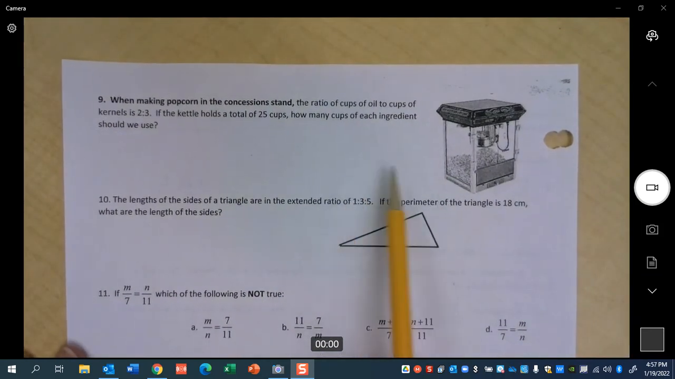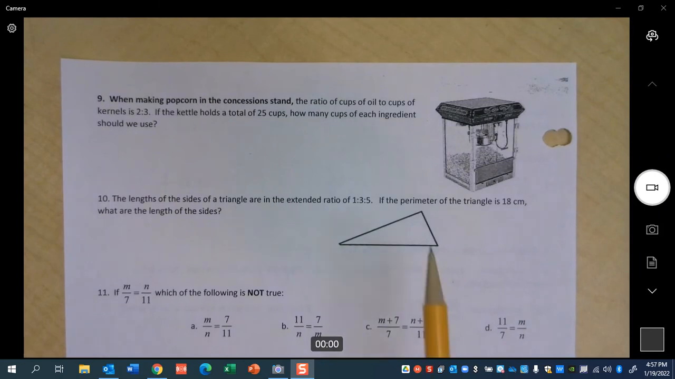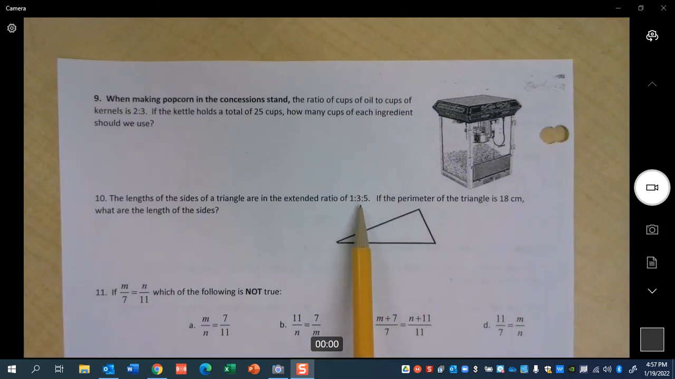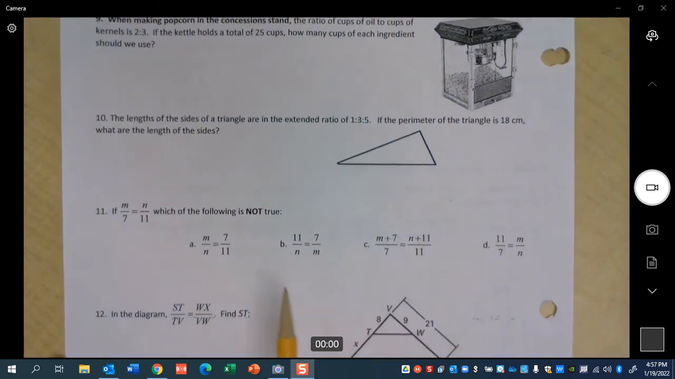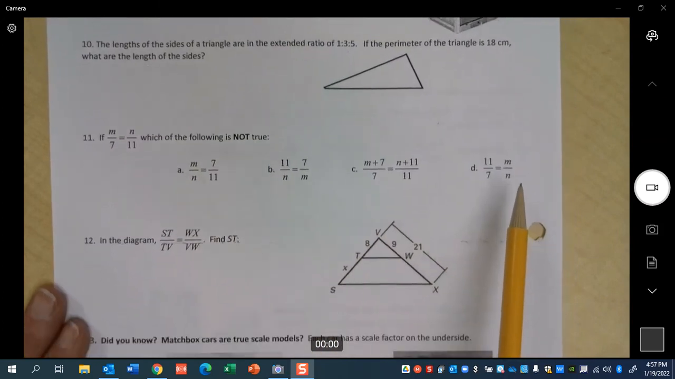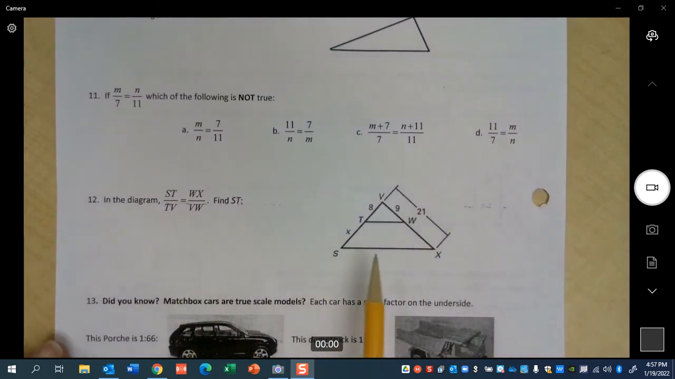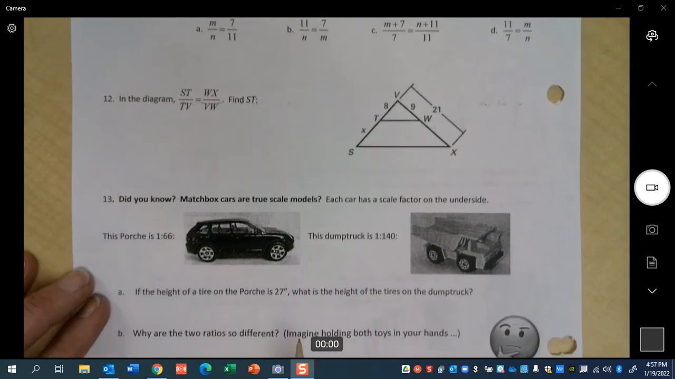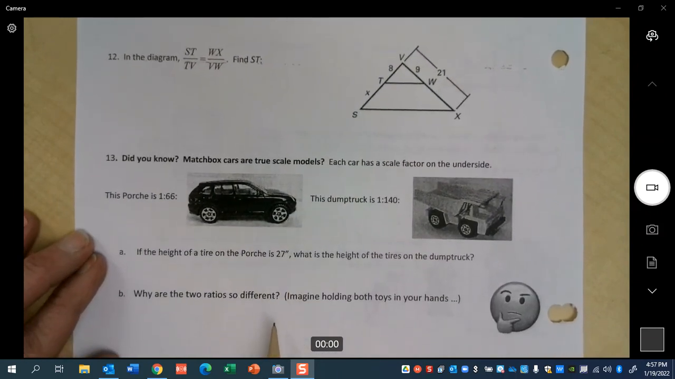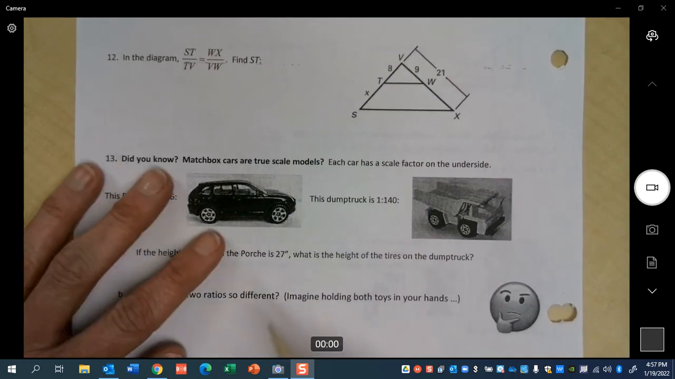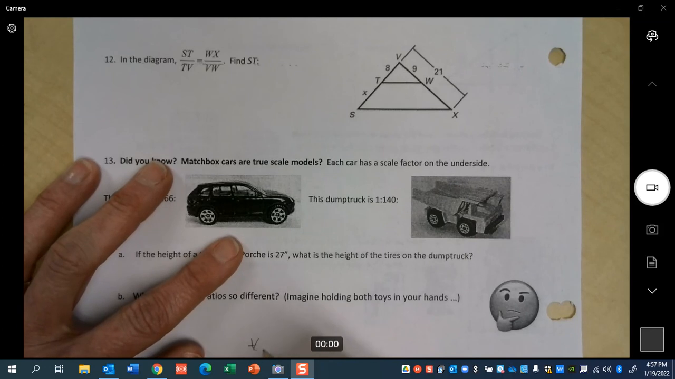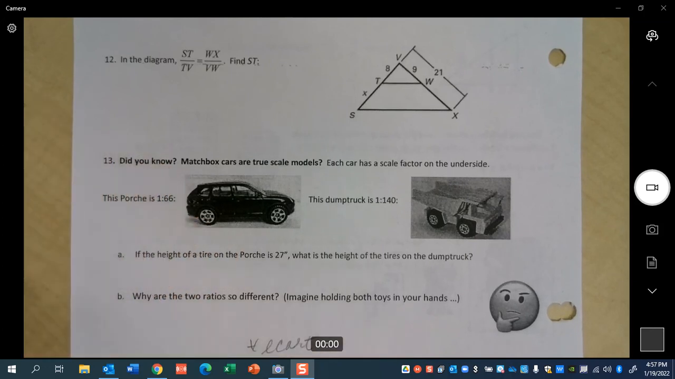We have some proportions about making popcorn in this big one, some extended ratio. Remember to use your x. We have you testing your different proportions, which are true. And then here you have this diagram, some conversations about scale models. Don't forget, check your eCart unit reviews that are available through Schoology.